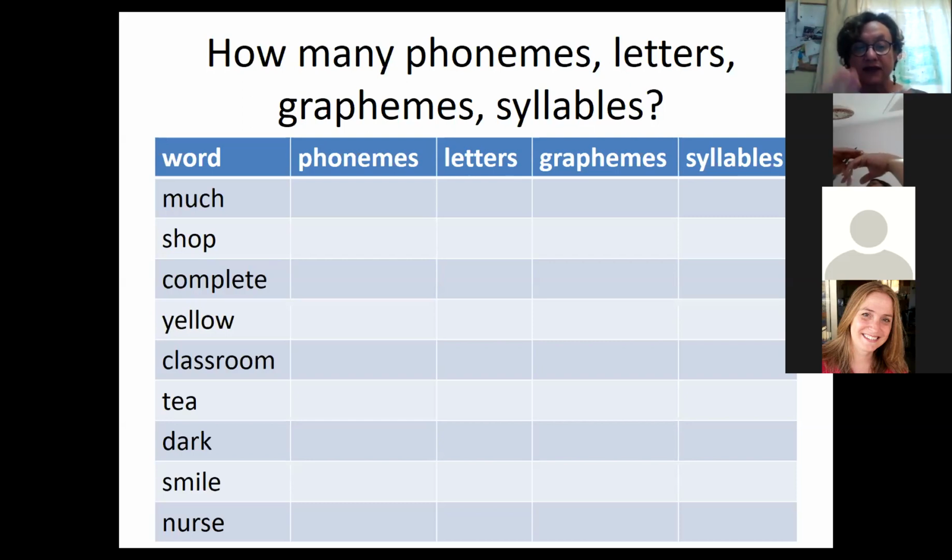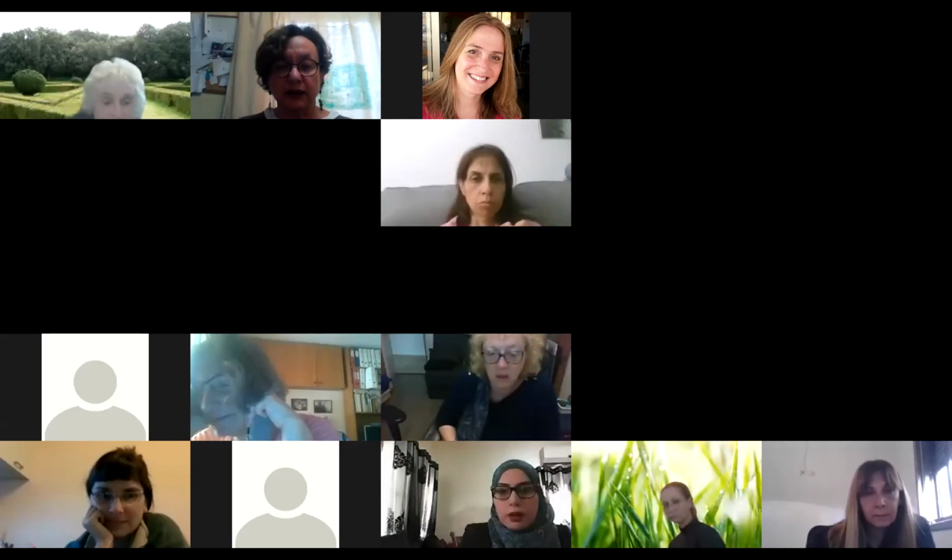So these are the kinds of things we can work on with ourselves. I mean, if I go down to dark, okay, the dark would be D-R-K, 3, okay? And 4 letters and 3 graphemes and 1 syllable. So it's an exercise you can work on. We can, of course, talk more about that. I'm going out of this now. So I'm doing stop share. And I'm going to share something else with you now.